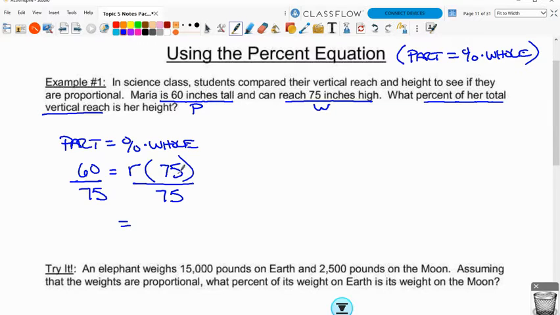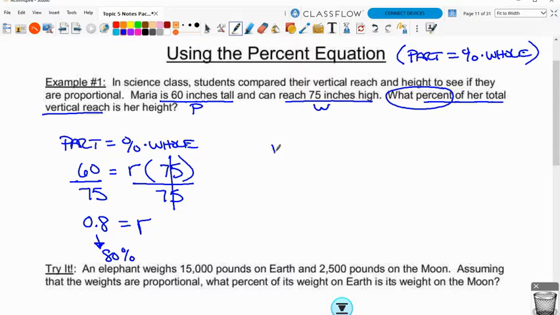On the right-hand side, 75 divided by 75 is 1, so that leaves us with the value of R. And if you type in 60 divided by 75 into your calculator, that's going to give you 0.8. 0.8 equals R. But remember, it said what percent of her total vertical reach is her height? We now have to take this number and convert it into a percentage. Remember that to convert a decimal into a percent, you take that decimal point and move it to the right twice. Once, twice, we have an empty spot, we fill in with a 0. That's going to be equal to 80%.